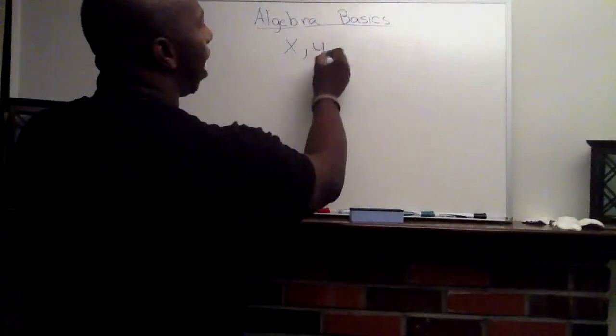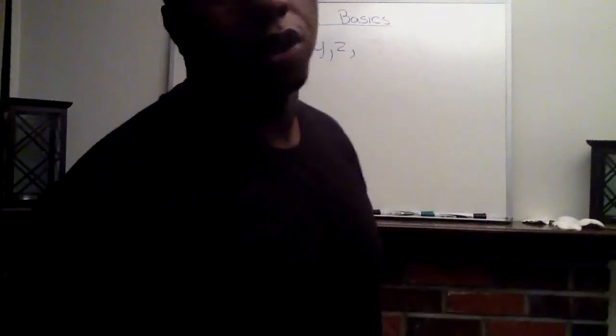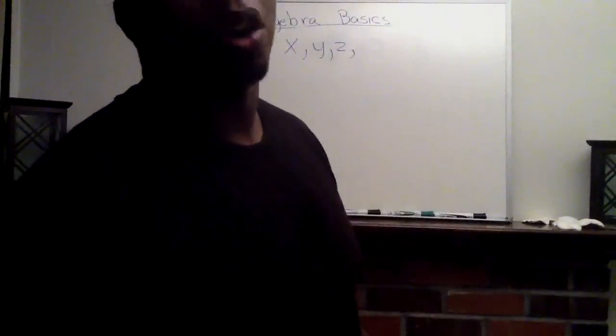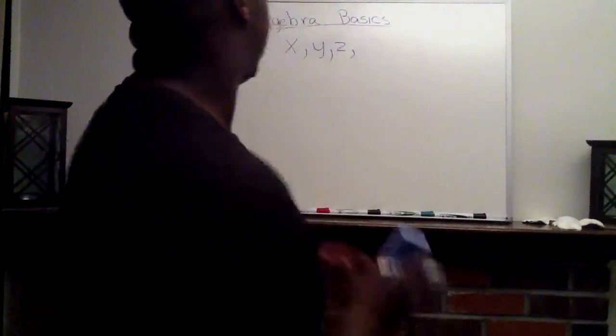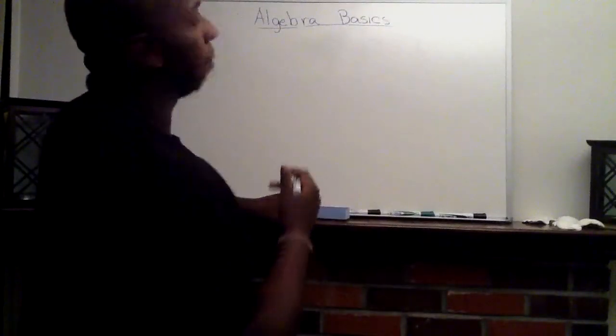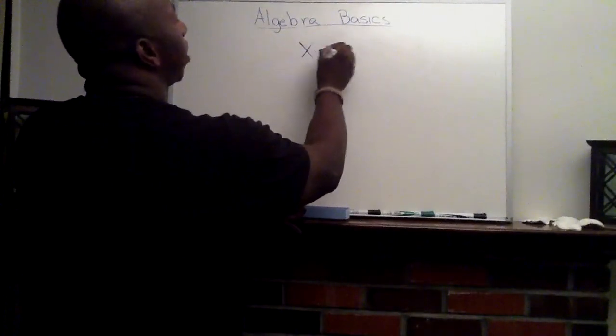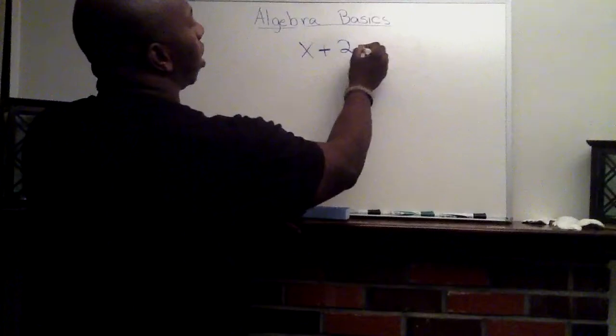You can see Y. You can see Z. You can see A, B, C. It doesn't matter. The idea is that the variable is what we don't know, is what we want to solve for, and what we want to find. So we're going to use X for now because X is what's most commonly used. So let's do a sample problem. Let's say we have X plus 2 equals 3.